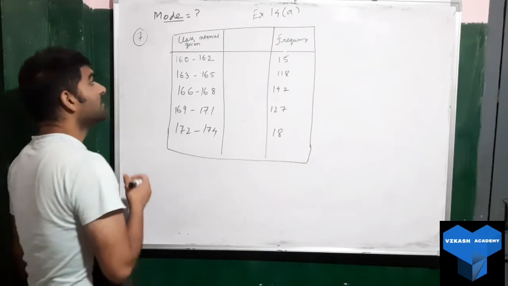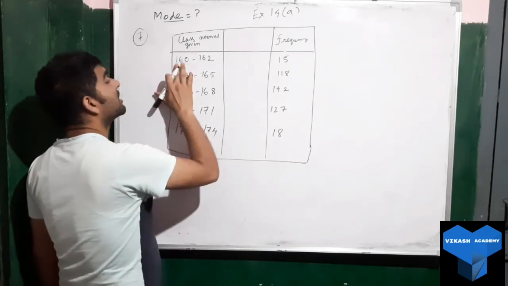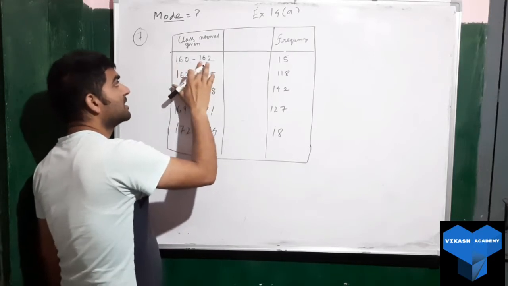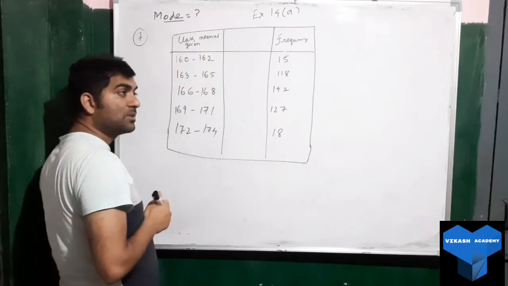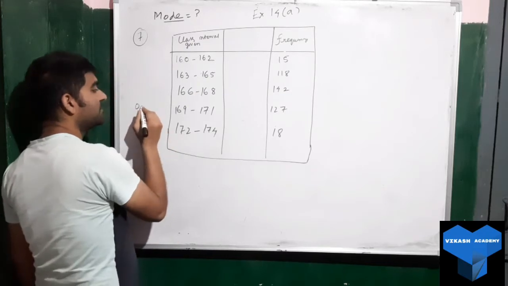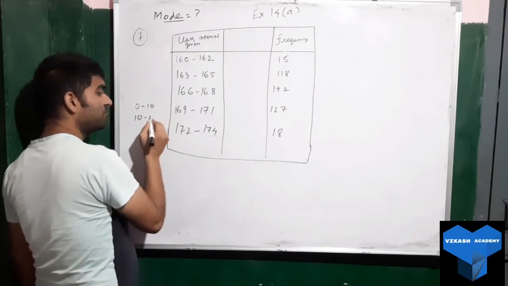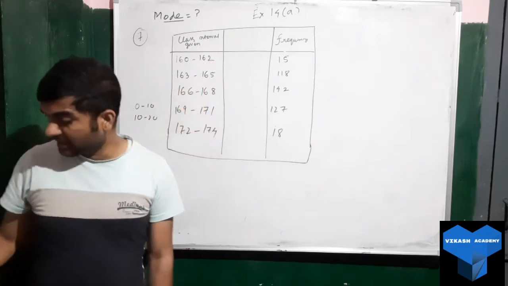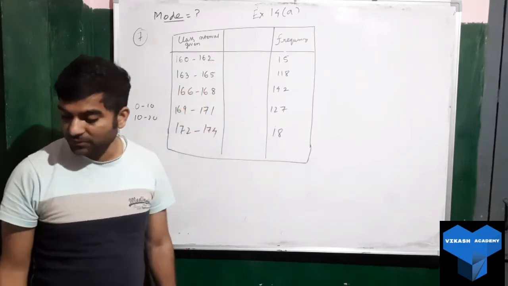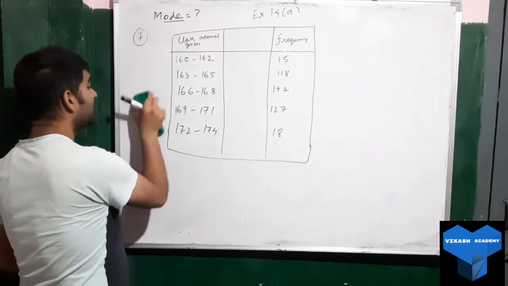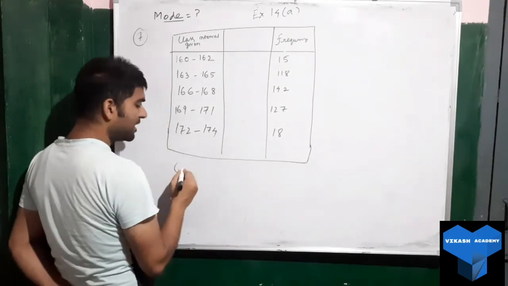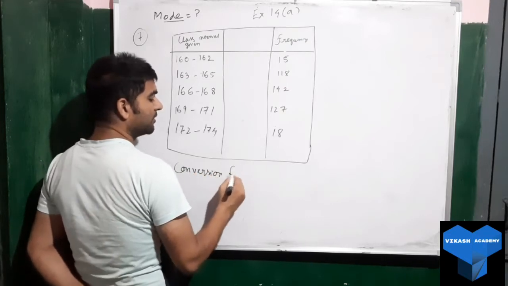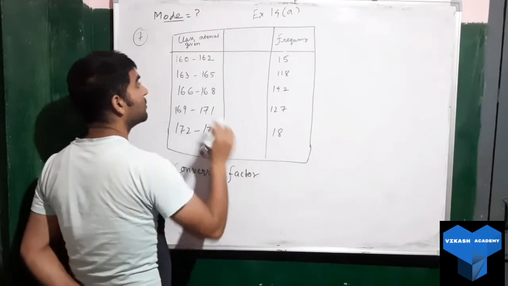Before that, you will see the class interval. You have to use the same rule, but if you see, 160 to 162, the next one starts from 163. In the previous case we had 0 to 10, then again starting from 10 to 20, like that. But here it's starting from one greater number. In that case, we will be finding the conversion factor, if the class interval is not continuous.